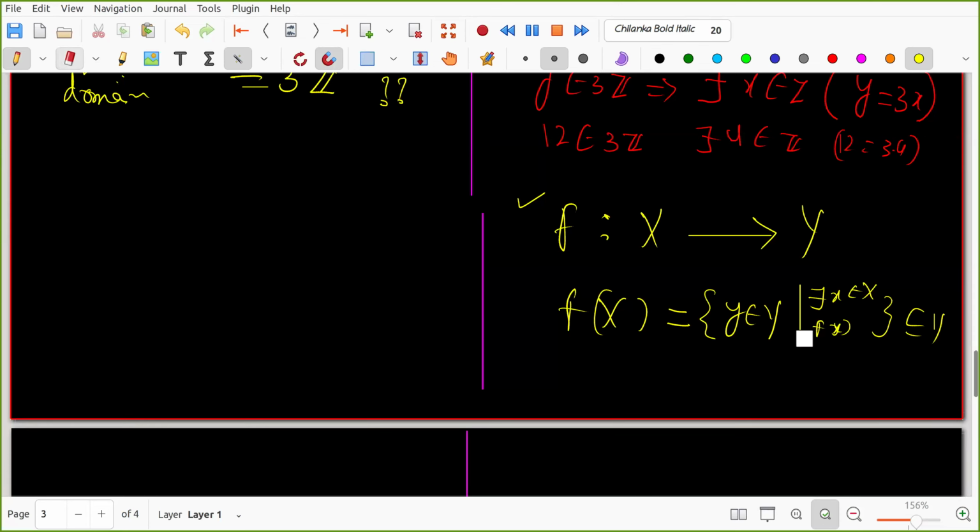Wonderful. In fact, you told much better. Y is equal to f of x. You explained it very well. Not f of x equal to y, you told y equal to f of x. This is beautiful. Okay. So you are defining y. Which y am I collecting? Only those y's which have pre-images. Okay. So f of x is a subset of Y.